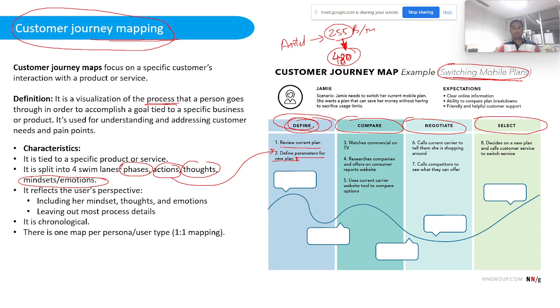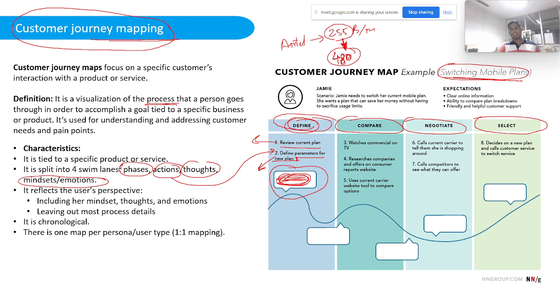and then during this particular phase we need to map our thoughts and mindsets. We need to bring down the user's thoughts. So for example, when you ask someone to do that, the user probably did this set of activities. First he reviewed the current plan and then he identified what his requirements would be, but in order to identify the parameters he might have gone through a set of thought processes and emotional changes. Those things you also need to collect and capture here.